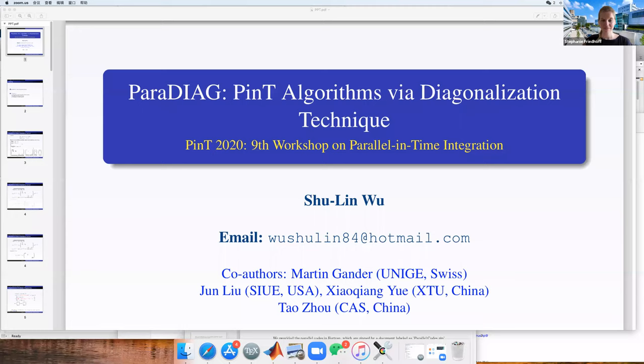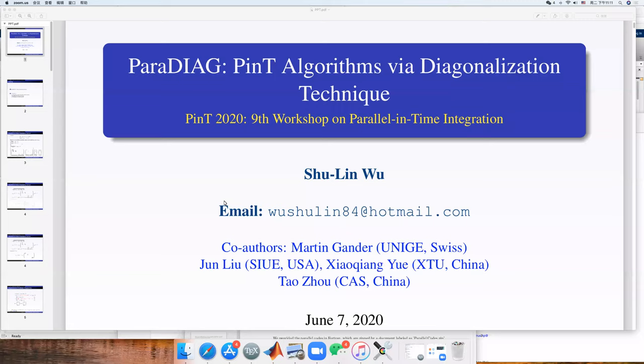The first is the direct standalone solver, and for the second kind of ParaDIAG algorithms, there are three variants. Maybe this time I can only talk about the first variant, the waveform relaxation variant. It's based on the waveform relaxation method.